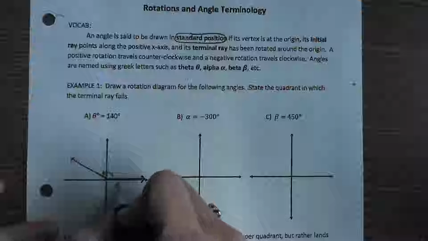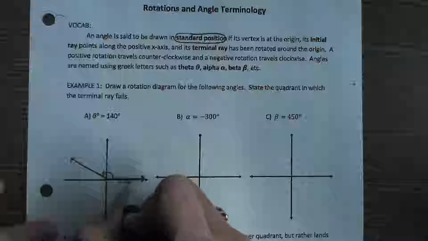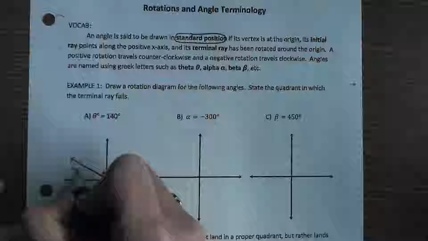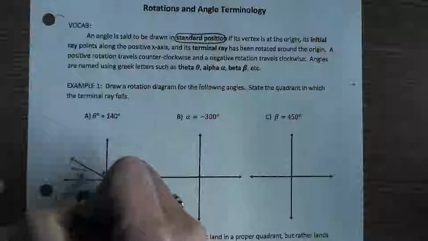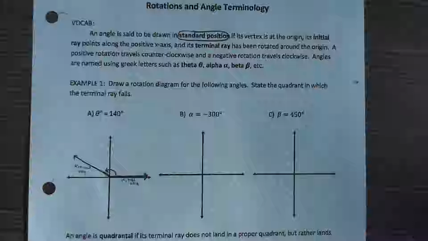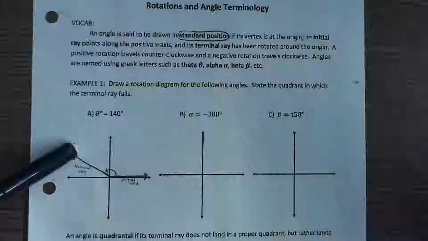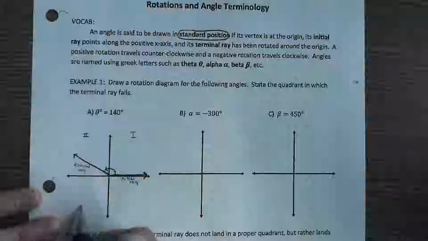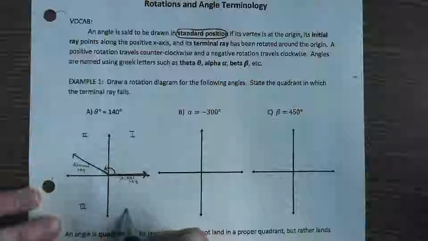You wouldn't write this on everything, but just so we know, that's the initial ray that we talk about, and this is the terminal ray. And we're starting to ask you what quadrant does that lie in, because that's going to carry a lot of weight later in the chapter. What quadrant is that? 2. Remember your quadrants. 1, 2, 3, 4.